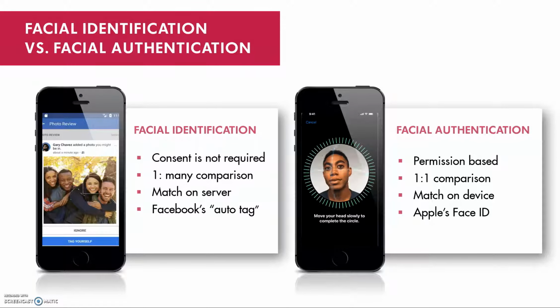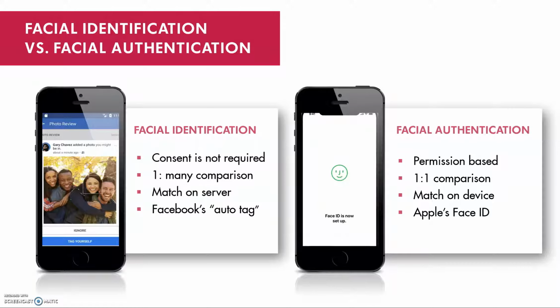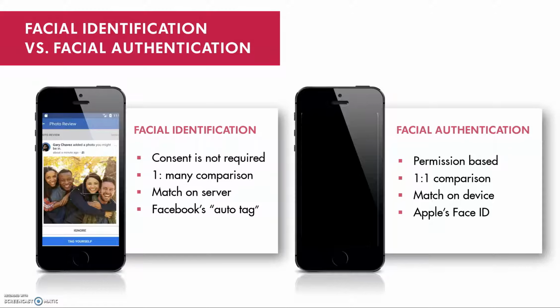So facial authentication is permission-based. It asks the question, is this person who they say they are? So it's a one-to-one comparison. An example of that would be Apple's Face ID, whereas facial identification is trying to identify a person.